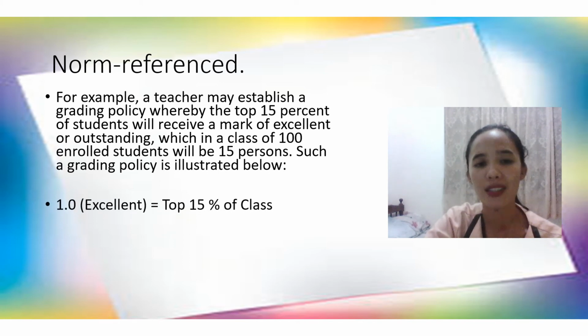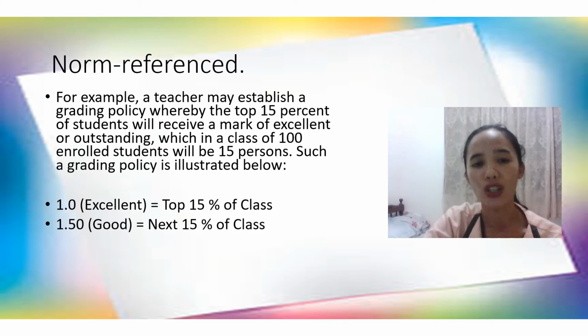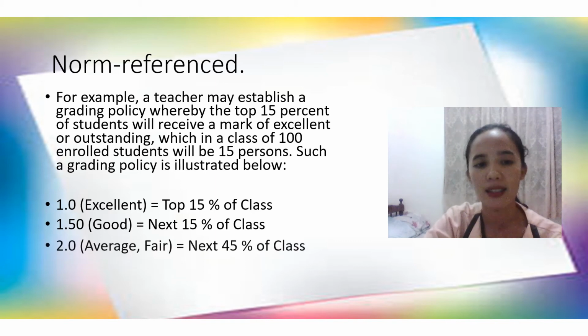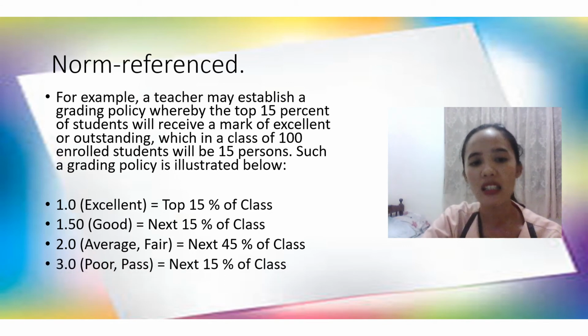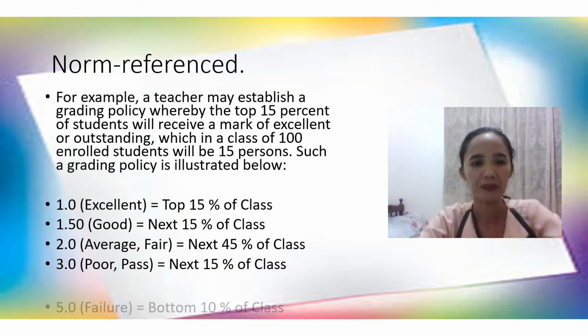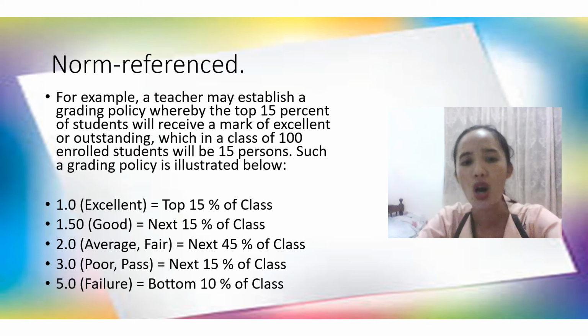1.0 is excellent, equal to top 15% of the class. 1.50 or good is equal to next 15% of the class. 2.0 is the average or fair, equal to next 45% of the class. 3.0 is poor or pass, equal to next 15% of the class, while 5.0 is failure or bottom 10% of the class. The underlying assumption in norm reference grading is that the students have abilities that obey the normal distribution. The objective is to find out the best performer of the group.